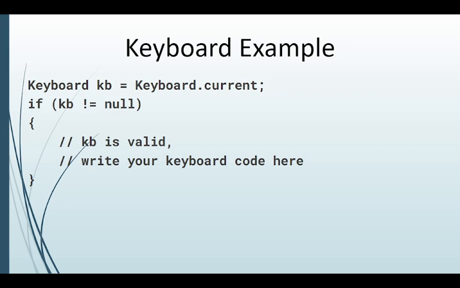So the first thing is you're going to create a local variable. So Keyboard kb. kb is my local variable for the keyboard information. And then Keyboard.current. And then the first thing I do is I say if the keyboard is not equal to null. Again, that's the not equals sign that I talked about. So if it's not null. So if for some reason I unplug my keyboard and I have no keyboard input, kb will end up being null.